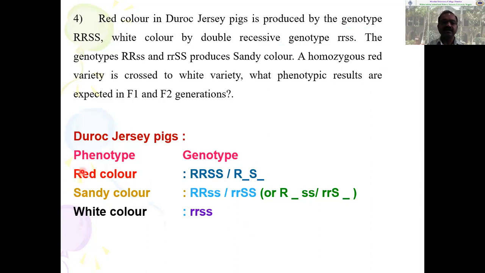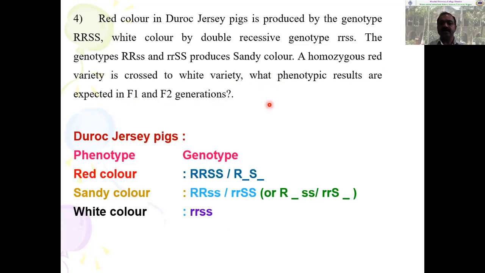Now let's see the last example based upon the dihybrid ratio. The red color of Duroc Jersey pigs is produced by the genotype capital R, capital S. So the Duroc Jersey breeds have the red coat color, while another, white coat color, is due to the double recessive genotype, small rr, small ss. The genotypes capital RR, small ss, and small rr, capital SS produce sandy color. A homozygous red variety is crossed with a white variety. What phenotypic results are expected in F1 and F2 generations?